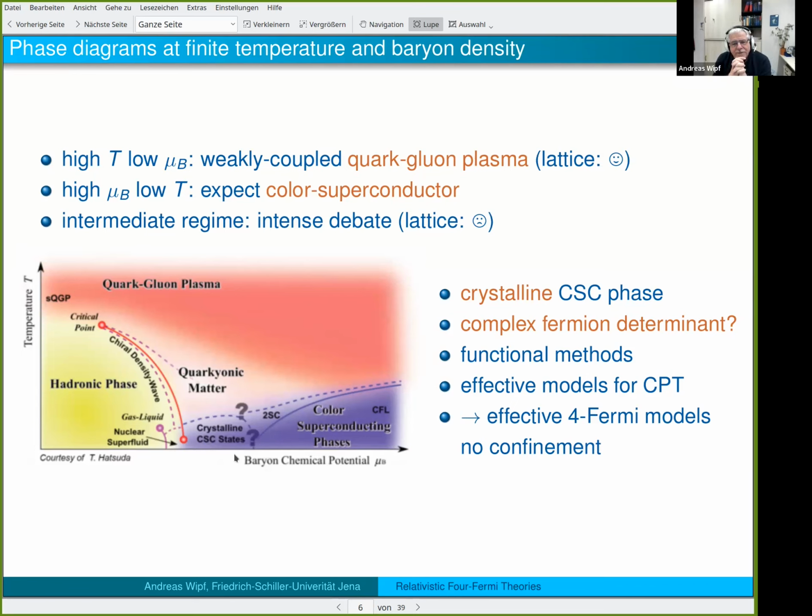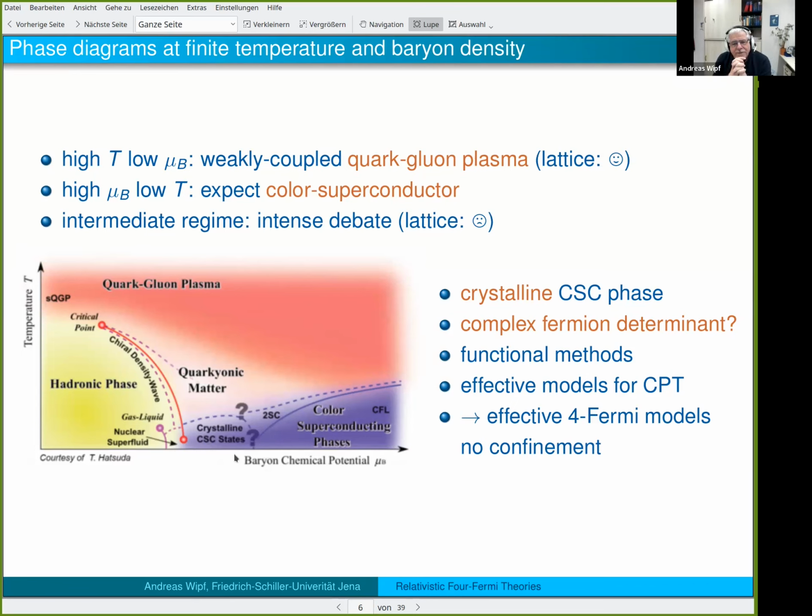Now let me skip this one. Here in my group in Jena, we were very much motivated to study these Four-Fermi theories in lower dimensions. The motivation came from solid state physics, in particular from what we call Dirac materials, which have relativistic dispersion relations near the zero of the dispersion relation. Okay, let me skip this one.